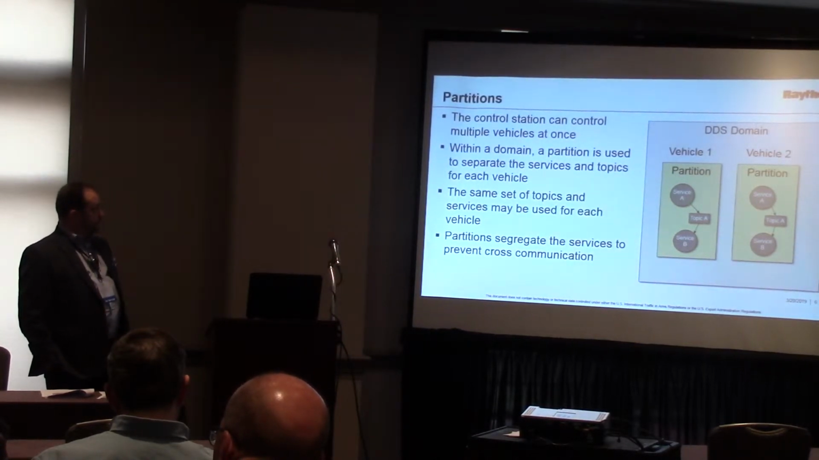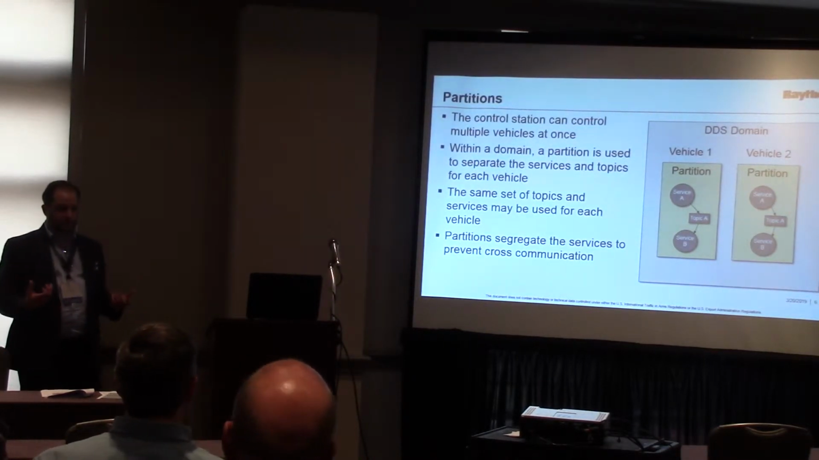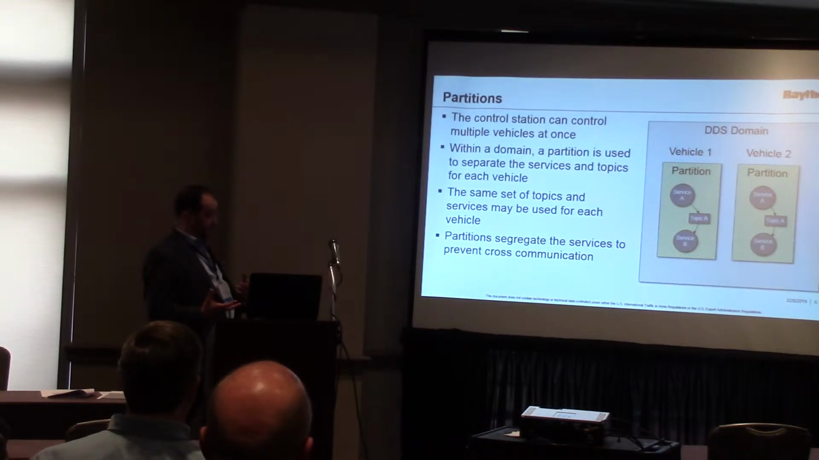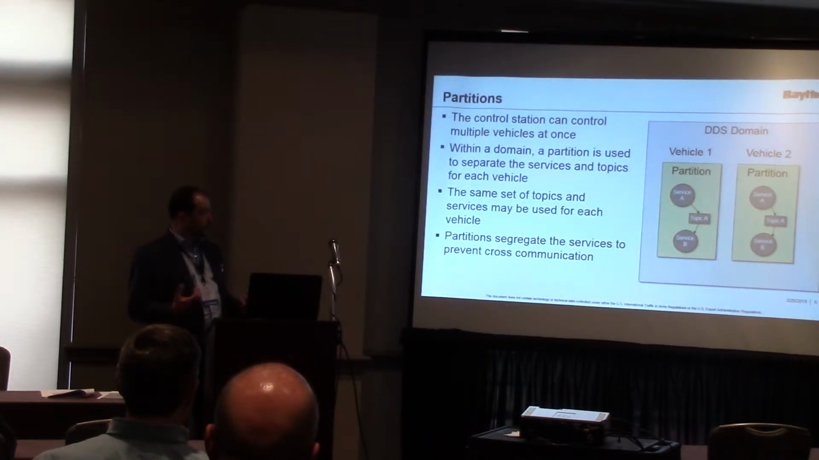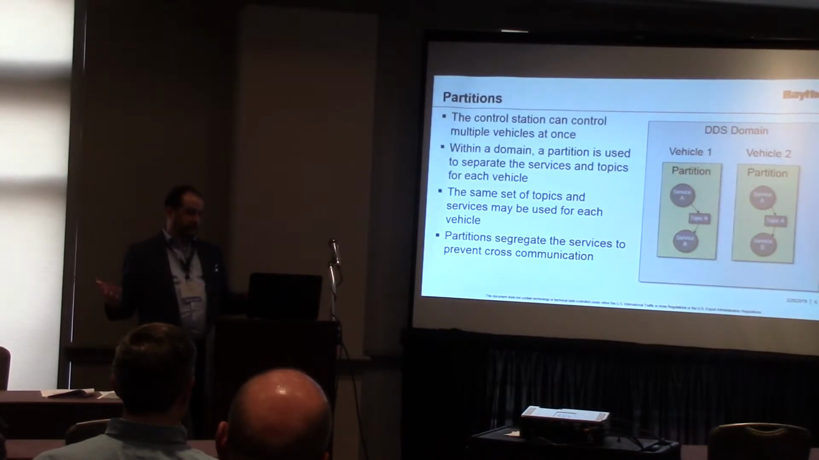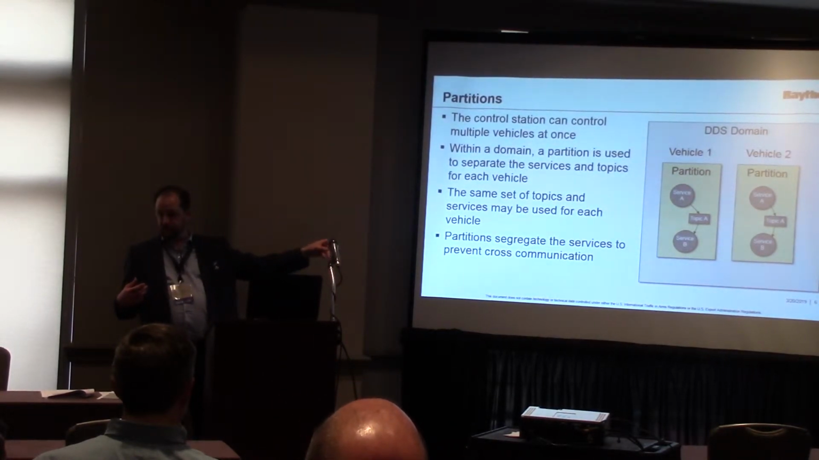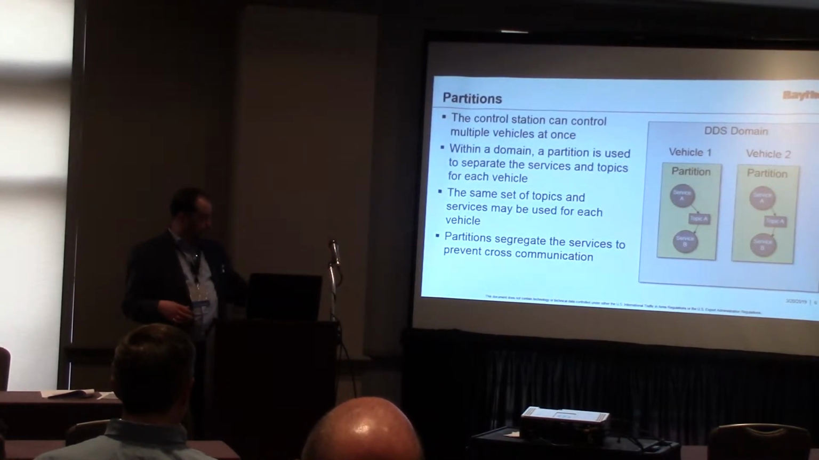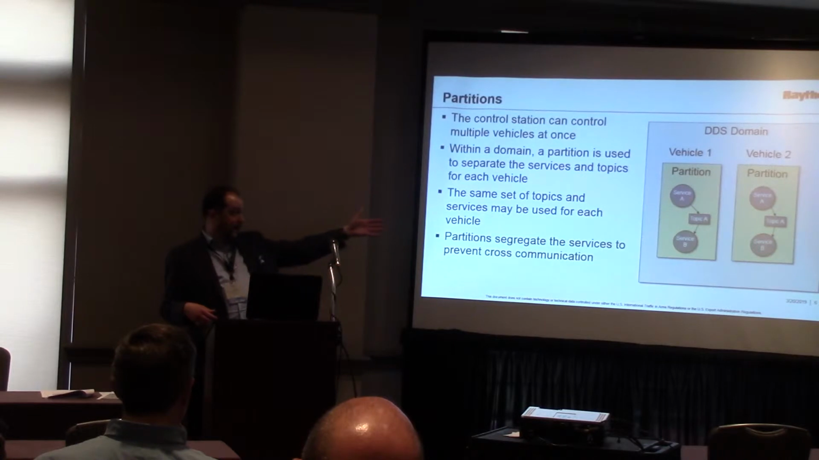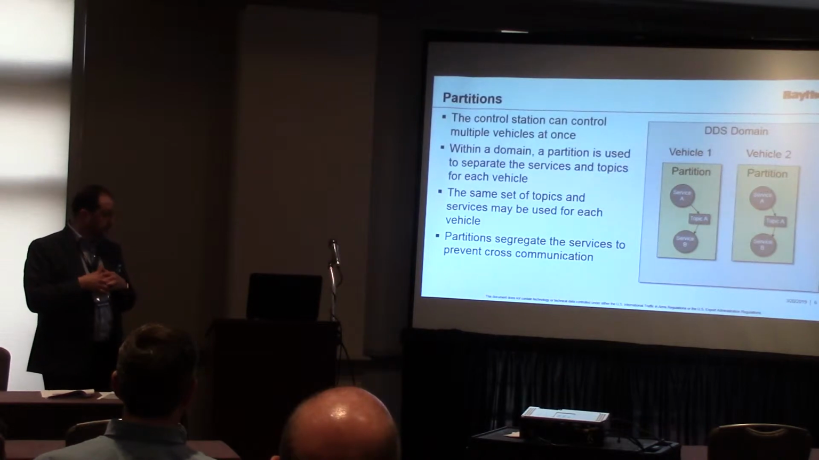So for partitions, as we talked earlier, I may be flying two vehicles at the same time, right? So we had to figure out how to do that in a simple way. What we've done is we can start the same set of services for two separate vehicles. We start them in separate partitions, and then after discovery, they only know about their own partition, and that means all the services for one vehicle are confined to their own partition and talk amongst themselves. So I can have the same services and topics running in both partitions, and I don't have any interference between all of those services.